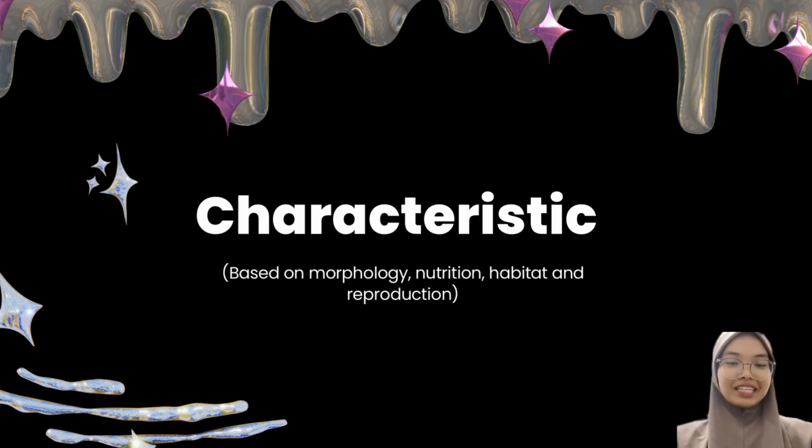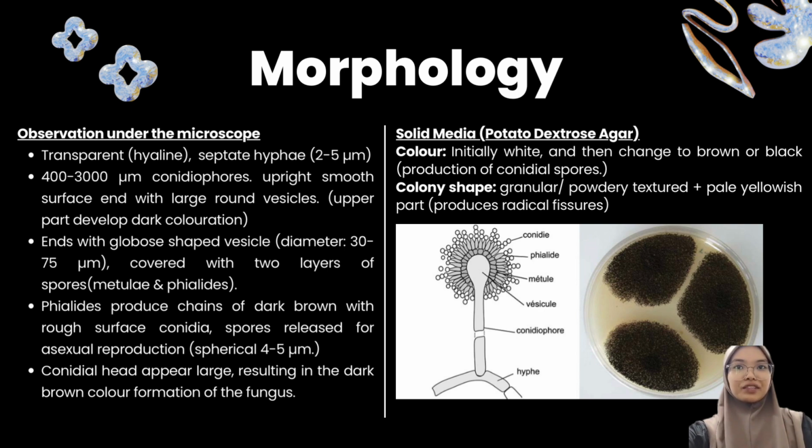We are going to see the characteristics of Aspergillus niger based on the morphology, nutrition, habitat, and reproduction. Observation under the microscope of this fungus, it appears with transparent septate hyphae which is about 2 to 5 micrometer long. It also has about 400 to 3000 micrometer conidiophores, the upright smooth surface, and with large round vesicles which will develop dark coloration. It ends with globose vesicle covered with 2 layers of spores called metulae and phialides.